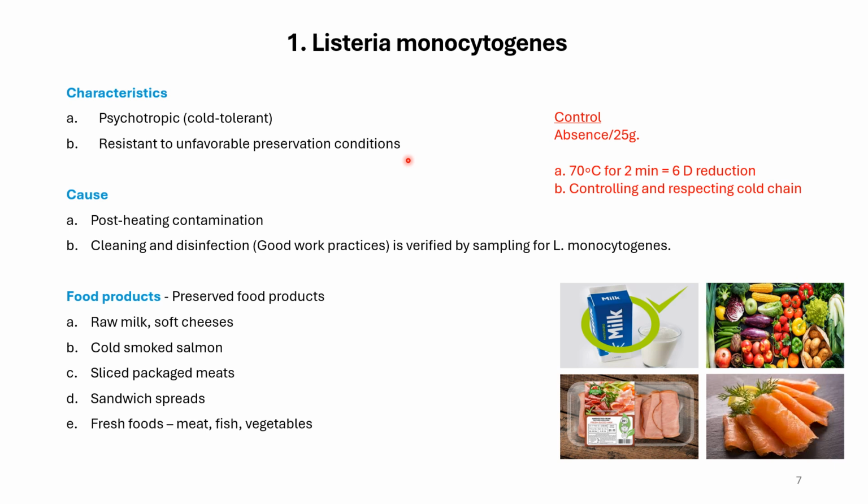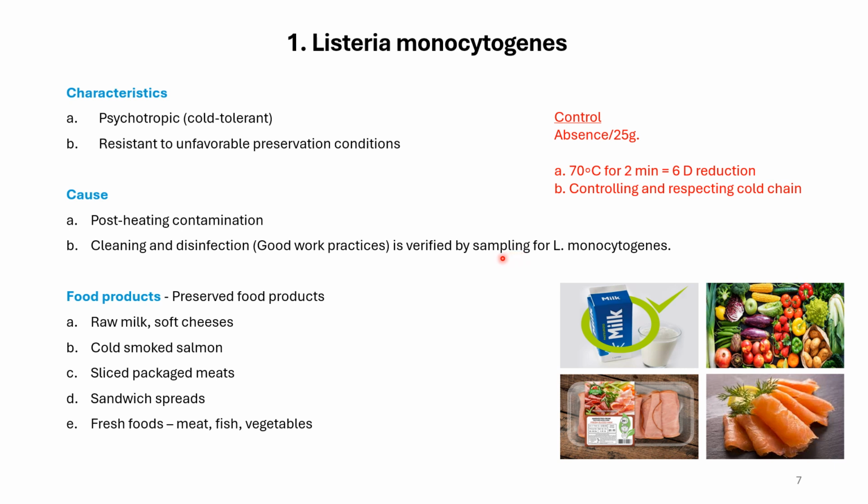Now, what causes Listeria outbreak? First, post-heating contamination. When I say post-heating contamination, I mean if there is a product that has been processed, and then the product is opened for cutting or repackaging, then it is susceptible to Listeria outgrowth. Secondly, cleaning and disinfection. If it is not followed as per industry standard or norm, and one is not following good work practices, then the product is susceptible to Listeria outgrowth.